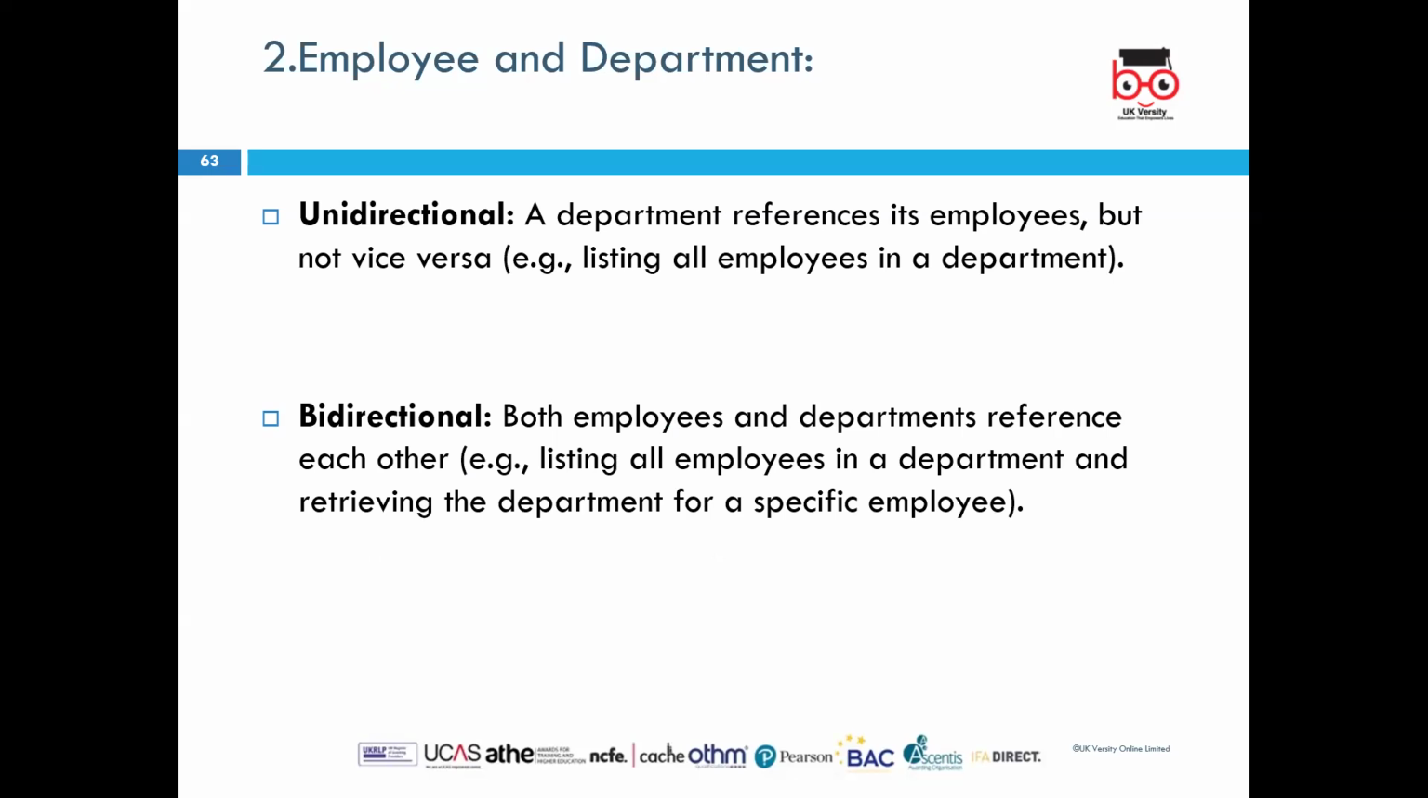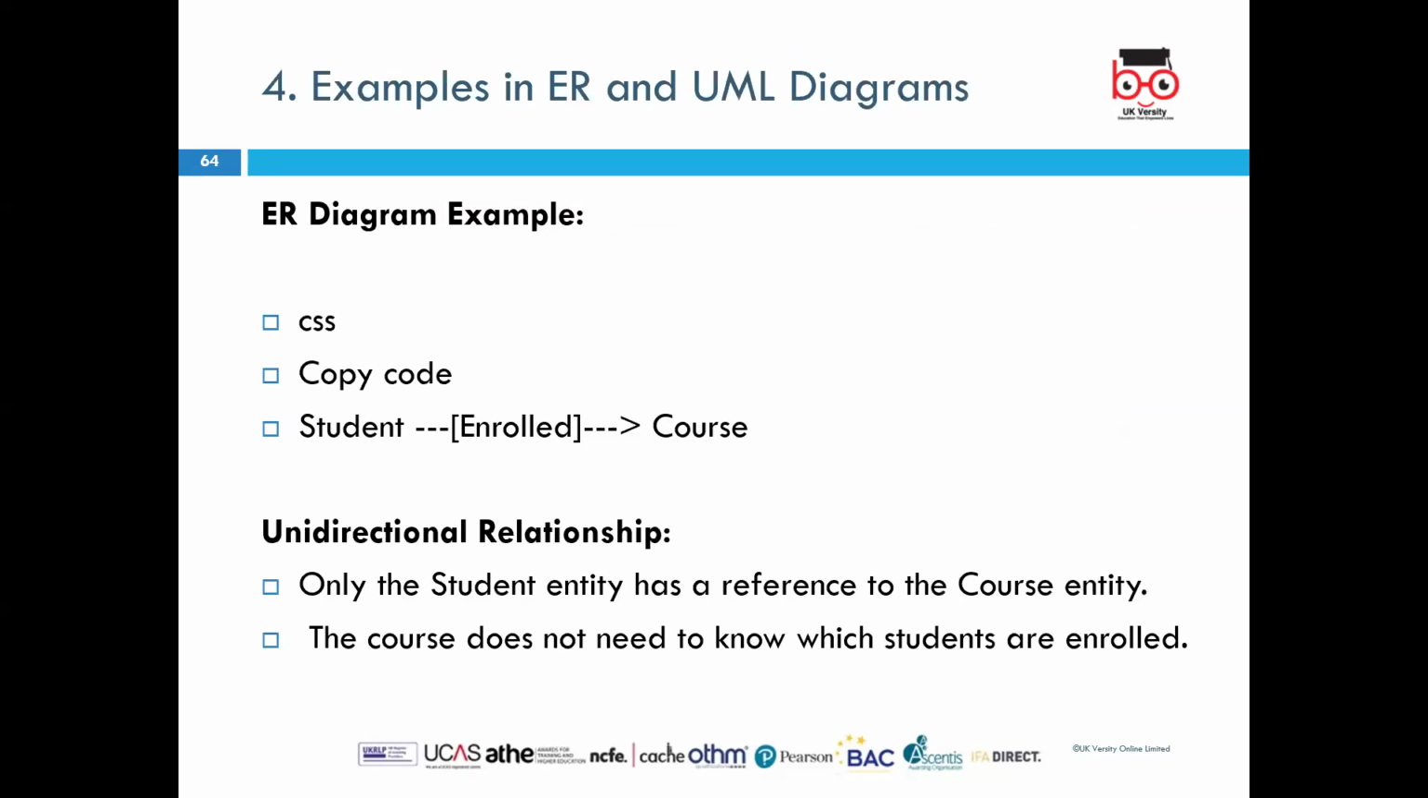Employee and department is important as well, where the department refers to its employees, but not vice versa. While with the bidirectional, both employees and department will refer to each other. And here we have an example of how the entity relationship and UML diagram relate to each other.